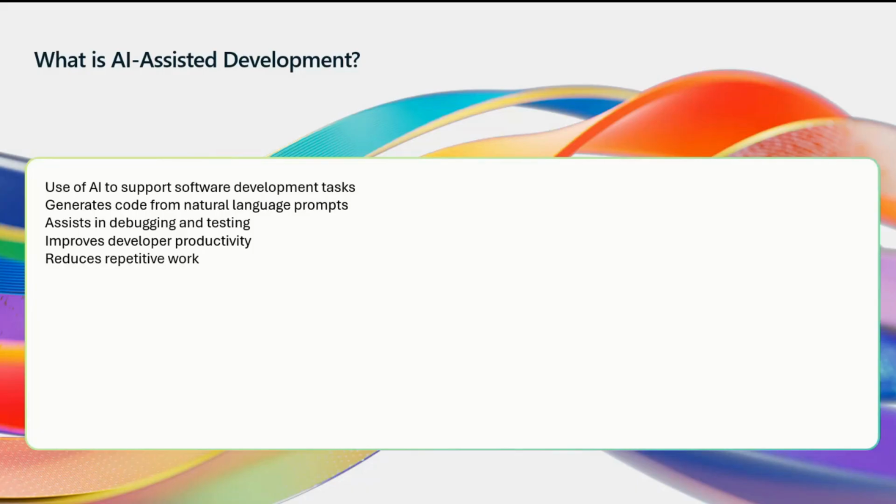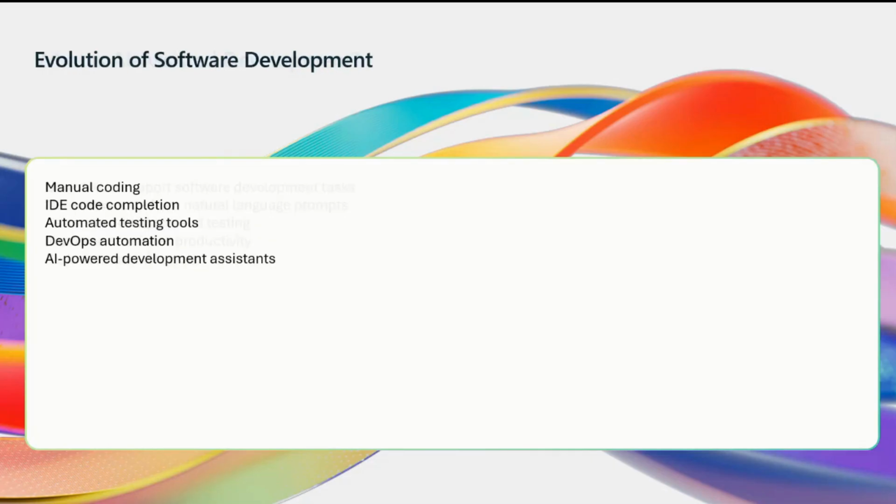So AI assisted development refers to leveraging artificial intelligence tools to help developers throughout the software development lifecycle. Instead of writing every line manually, a developer can now describe the requirements in plain English and receive code suggestions, test cases, documentation, or even troubleshooting assistance. Please remember here, the goal is not to replace the developers, but to augment their capabilities.